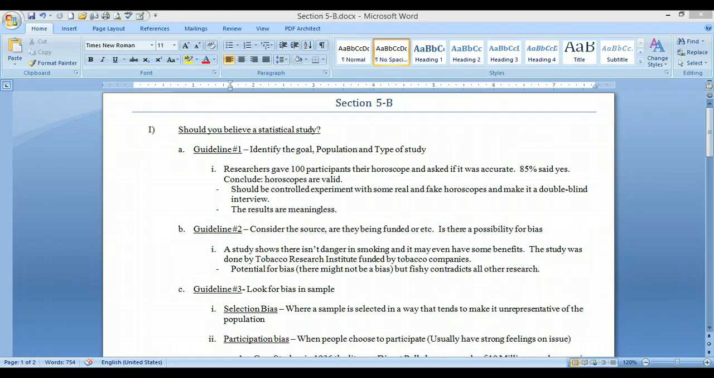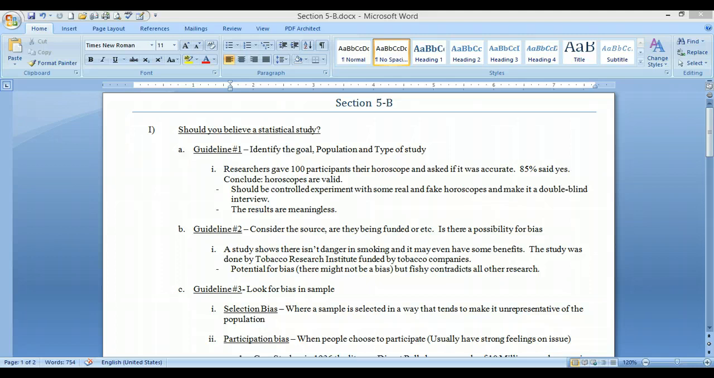Our first example is researchers gave 100 participants their horoscope and asked if it was accurate. 85% said yes, it was. And they concluded at the end of the study the horoscopes are indeed valid. Well, let's identify the goal.